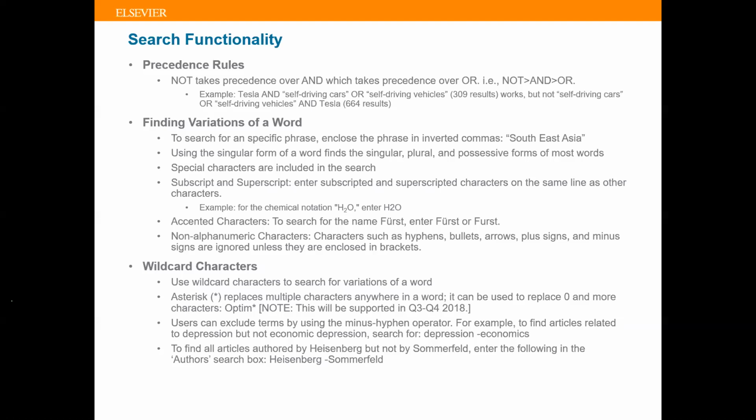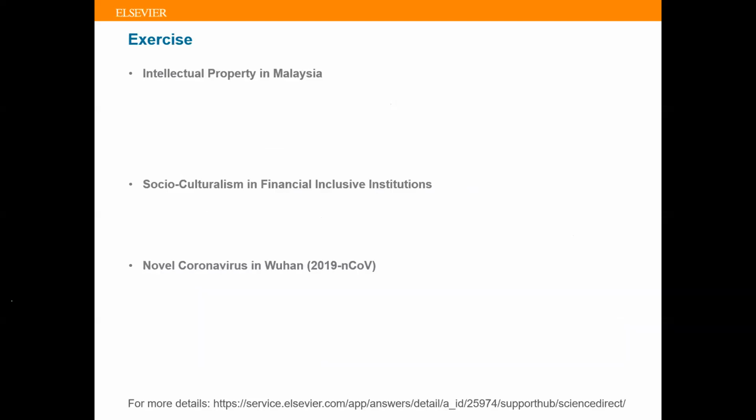You can also exclude terms by using the minus hyphen operator. So you can find articles related to depression, but not economic depression. You can search for depression dash economics, and this is an exclusion device. If you want to find articles authored by Professor Heisenberg, but not by Professor Sommerfeld, you can enter in the author search box, Heisenberg dash Sommerfeld. These are all great controls for you to really improve the way you search for information.